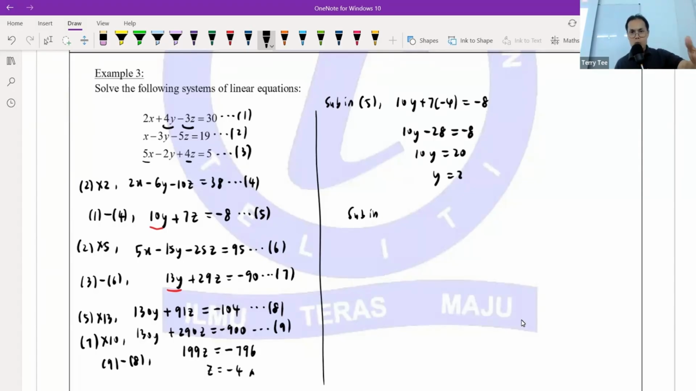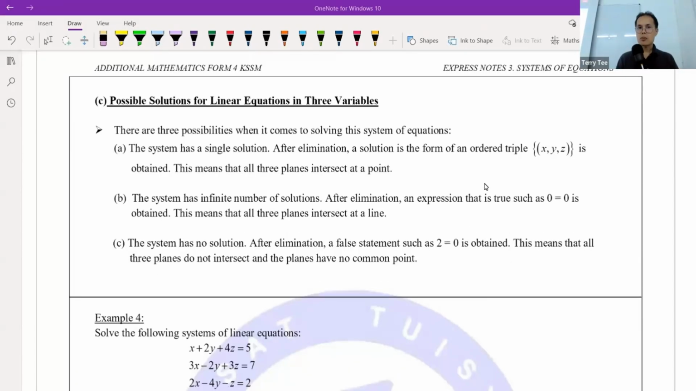I want to find x. I've got my y, I've got my z. I sub inside equation 2. My x is an unknown. My y is 2. My z is negative 4. The result is 19. So this is minus 6 plus 20, 14, right? My x is 19 minus 14. X is 5.